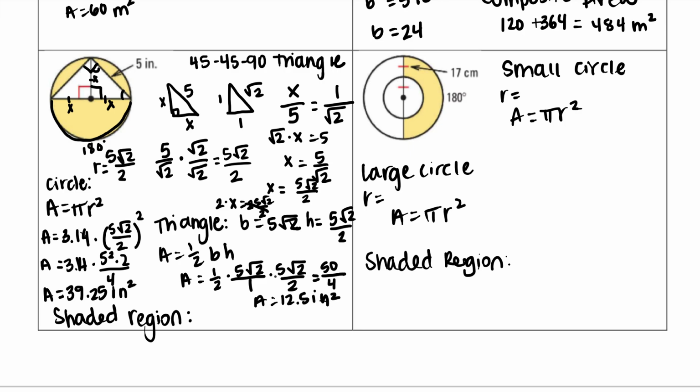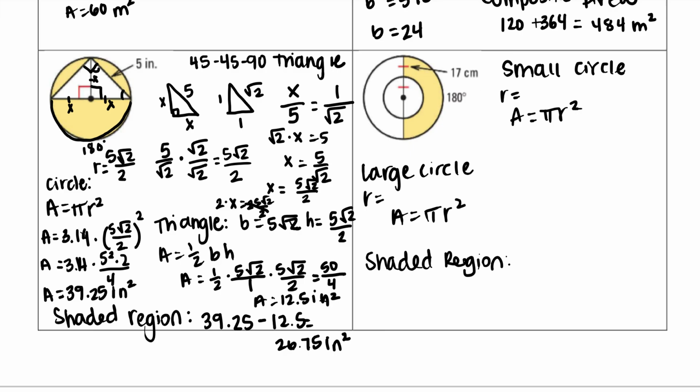So now, in order to get my shaded region, I'm going to take the entire circle, 39 and 25 hundredths, minus the area of my triangle, which was 12.5, and I'm left with a total of 26 and 75 hundredths inches squared.